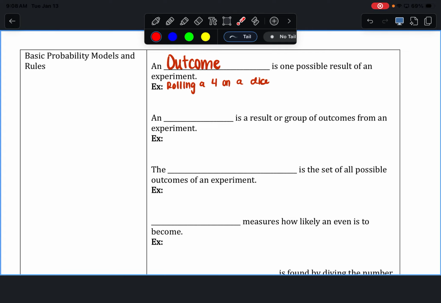So an outcome is like rolling a 4 on a dice. It's just some outcome that we can have in an experiment, okay? Now, an event is a result or a group of outcomes for an experiment, okay? So we could think of that as like rolling an even number on a dice.